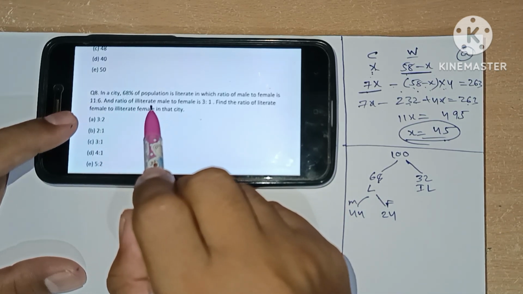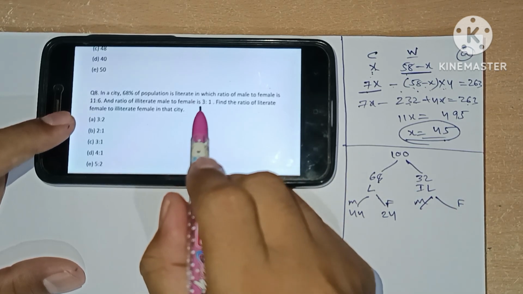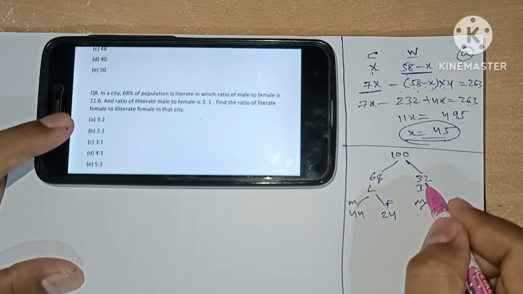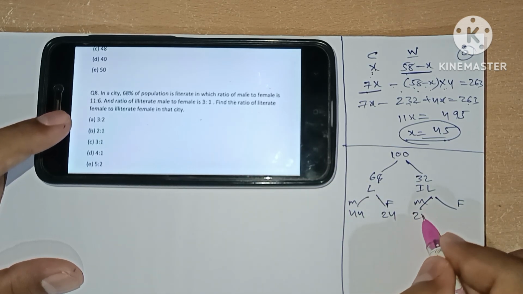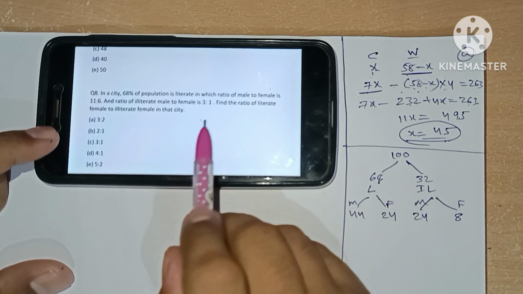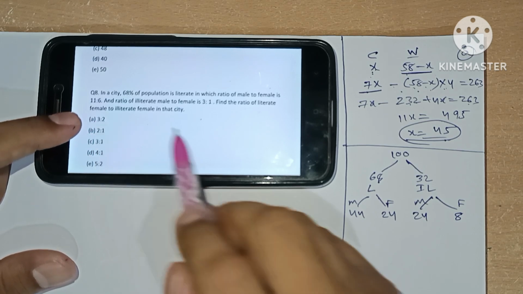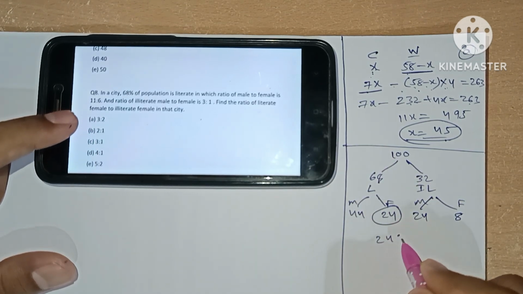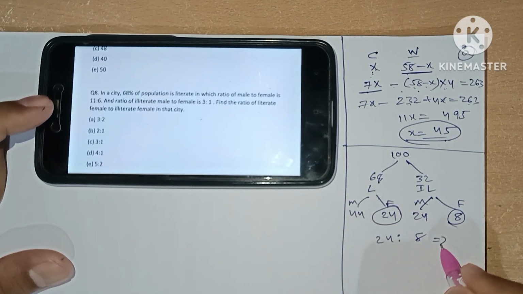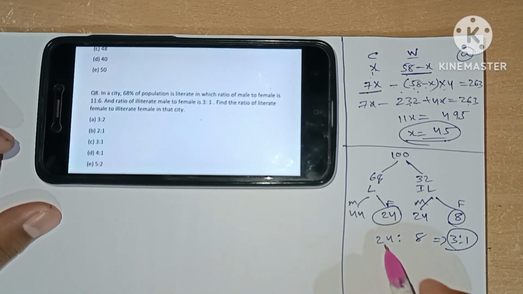And the ratio of illiterate male to female. So here also male to female is given. Ratio is 3:1, means total 4. 4 parts value is 32, means 1 part value will be 8. So 3 times 8 will be 24 and 1 times 8 will be 8. So here also we got males and females. Now the question asked is to find the ratio of the literate female to the illiterate female. This one is 24:8, which is 3:1. So this is our answer. Option C is our answer.